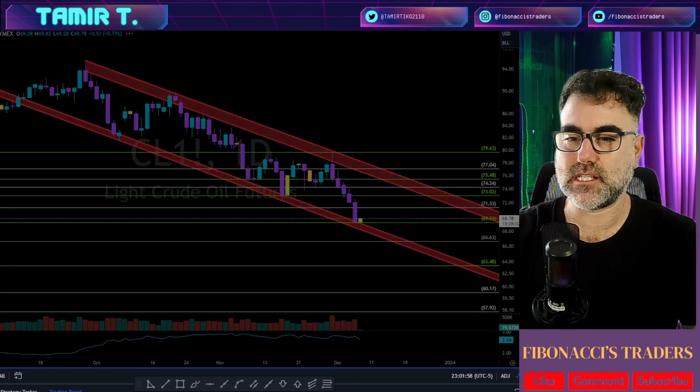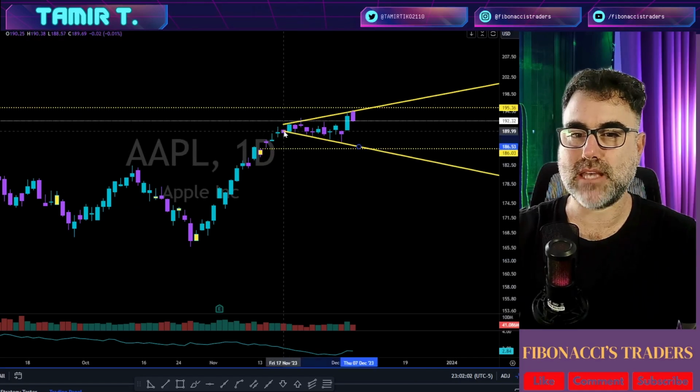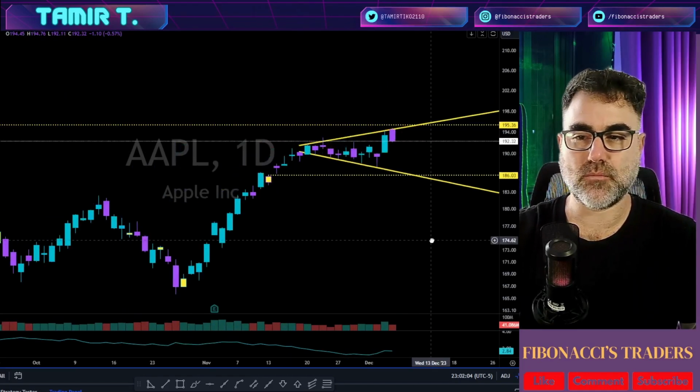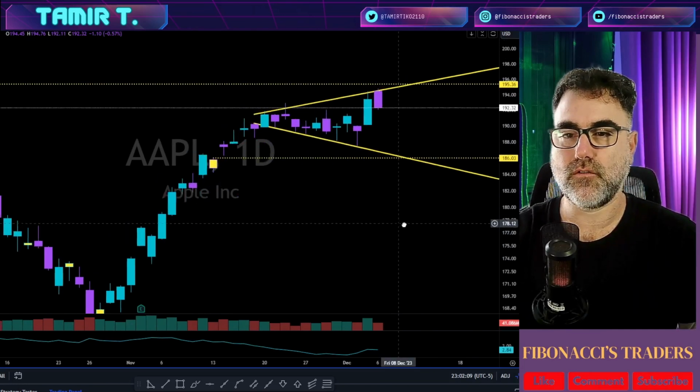Apple with 0.6% to the downside. Broadening formation at its best, also in Apple. Not surprising, because broadening formation is the only true formation.